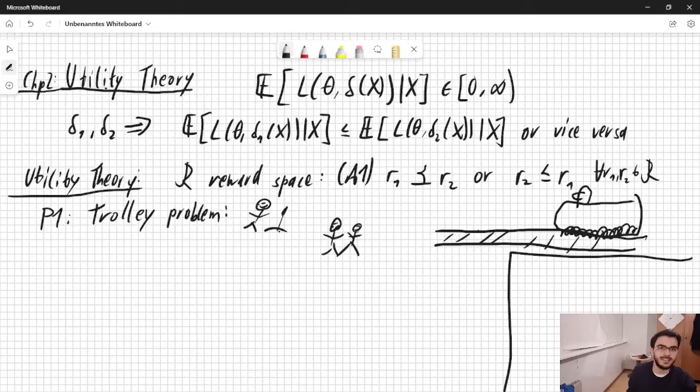There's no way to cheat. You can't tell the workers to get off the line. The train is going to hit them unless you pull the switch. In this case, the train is going to another track where there's only one guy. And then the dilemma is, should you pull the switch or not?